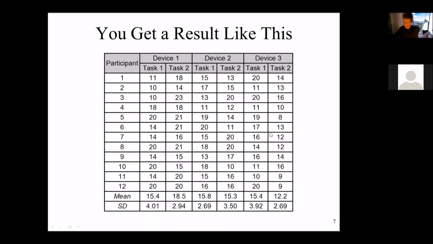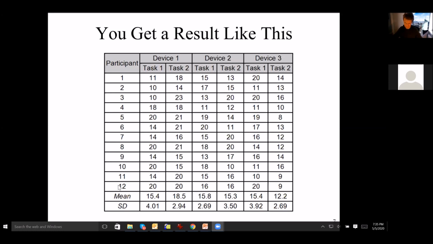So let's say you get a result like this, right? Let's say you have 12 participants, and each of them had certain values for task 1 and task 2, device 1, device 2, device 3. This could be visualization 1, 2, and 3, or visualization implementation 1, 2, and 3. And they solve 2 tasks, and each of these could be time or accuracy measures, like they basically perform doing this, okay? And then you can compute the mean for each and the standard deviation, okay?